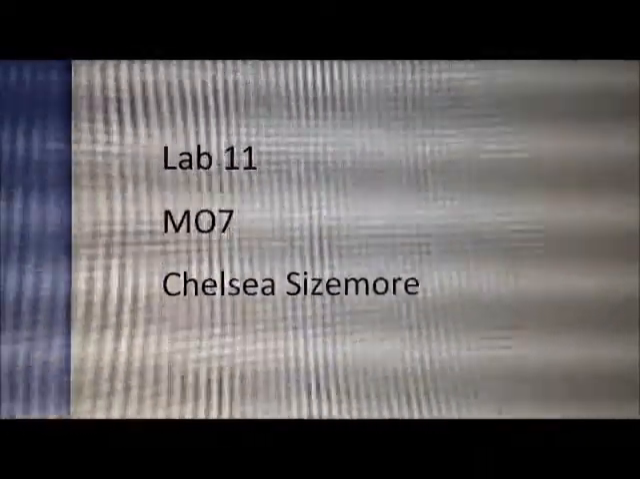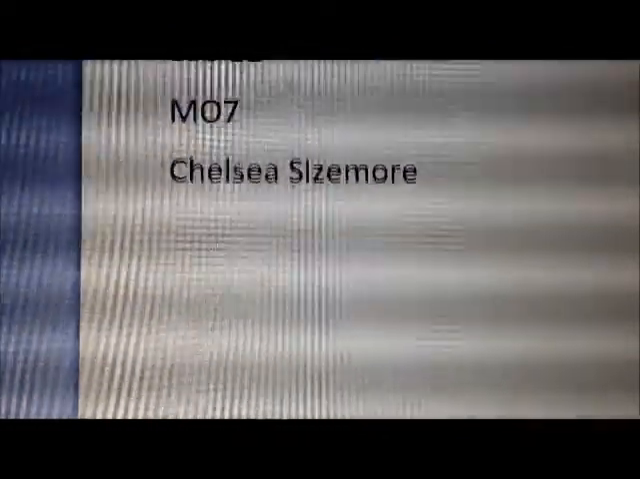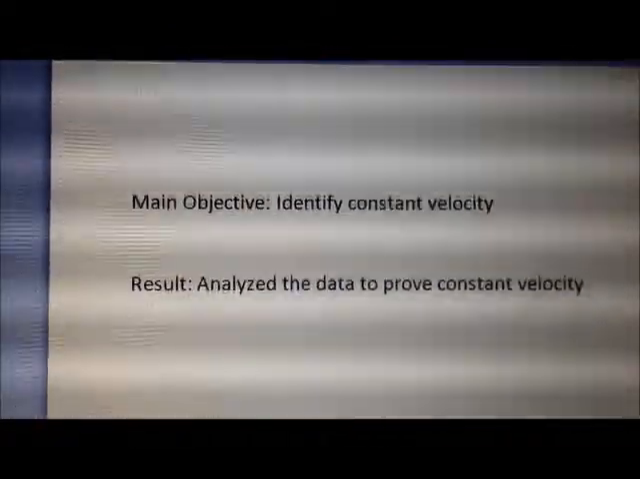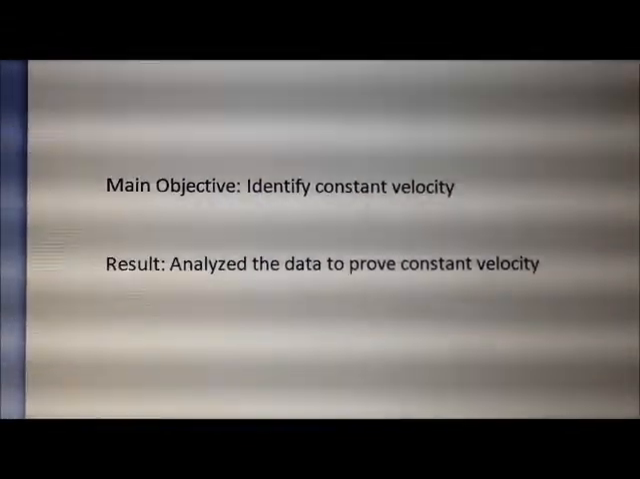This is lab 11, MO7, Chelsea Sizemore. In this lab, the main objective was to identify constant velocity, and the result was to analyze the data to prove constant velocity.